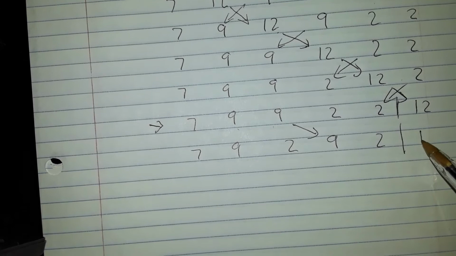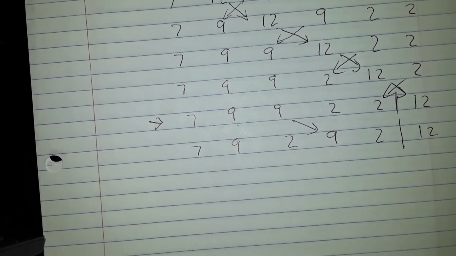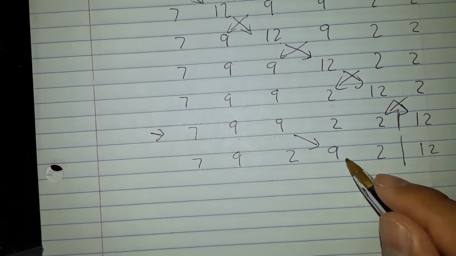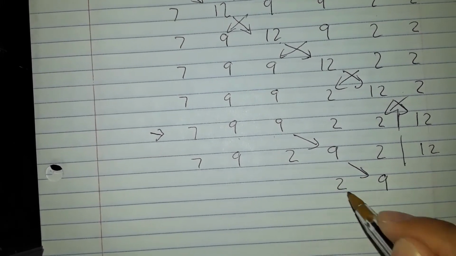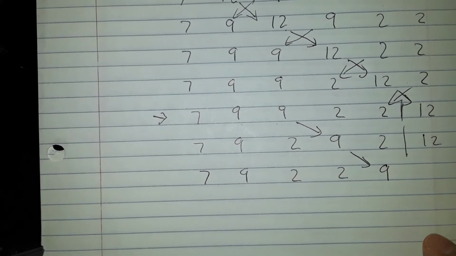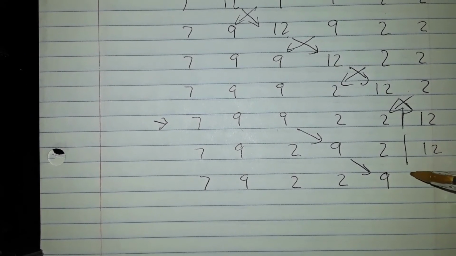And of course the 12. And this is not a 1. Again, this is just showing that it's locked in place. It's the new end of the array of things that we have to check. Is 9 bigger than 2? It is, so it gets swapped. And we reach the end of items that we have to check.